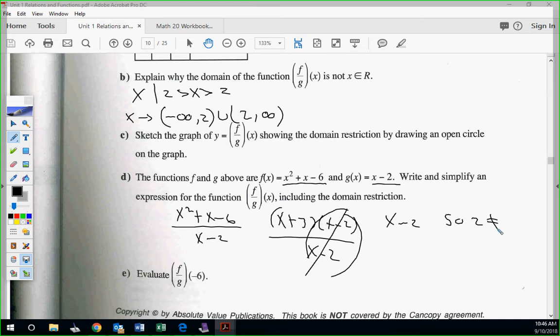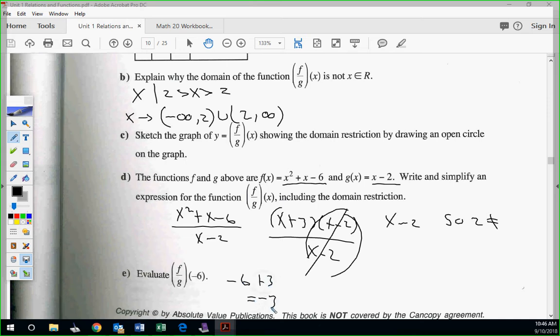Yeah, because if you cancel something that's on the bottom, that's the problem, right? Because that's the dividing by 0 problem. Yep. Okay? f over g of negative 6 now. So now we can plug in negative 6. Well, what is that? Well, we can just put that in right here. What's negative 6 plus 3? Negative 3.